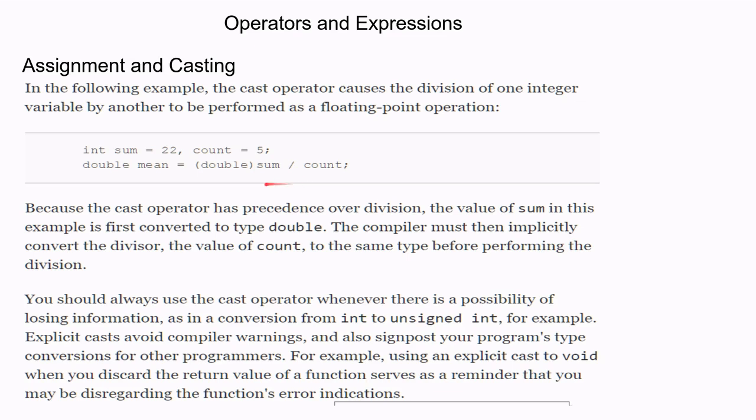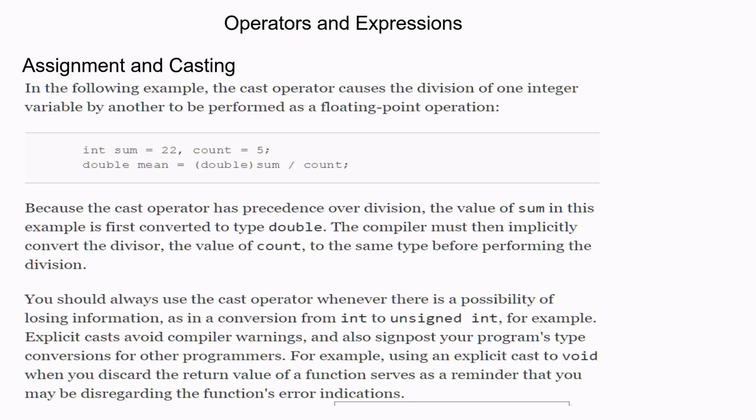Because the cast operator has pretty high precedence. I think the cast operator has the highest precedence, but don't quote me on that. I haven't checked the chart in a moment. If it does, it shares the highest precedence with a handful of other operators, like the function call operator.